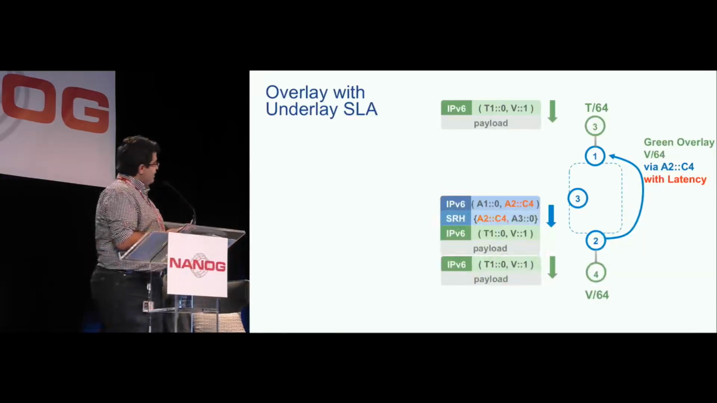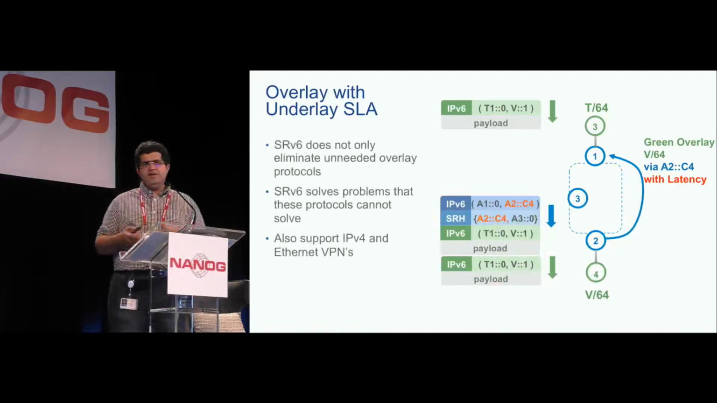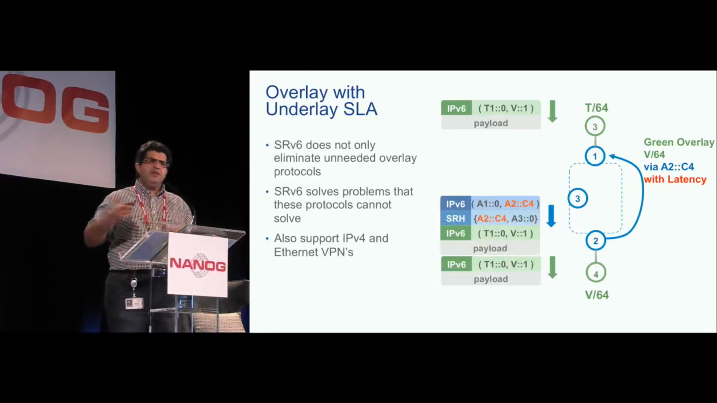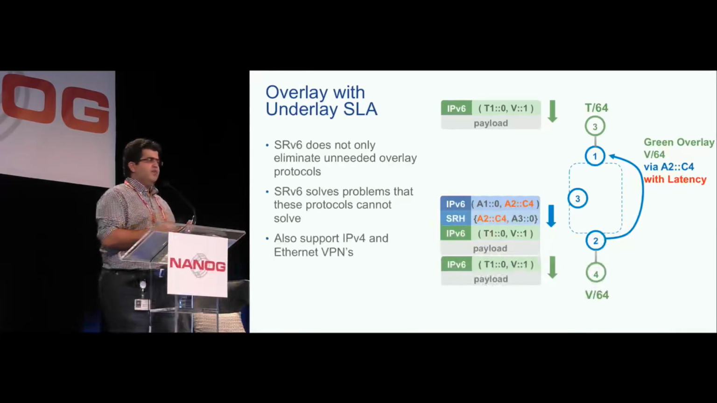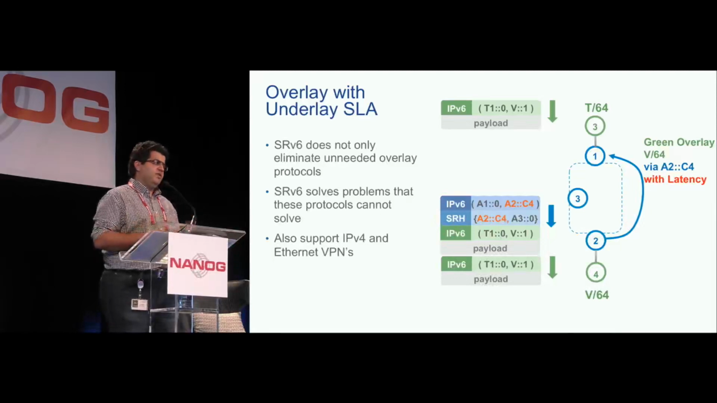In this particular case, what we have done is we have not only eliminated the need for any encapsulations, we have not only eliminated VXLAN, GRE, and a bunch of other convolutions. What we have done is we have solved a problem which these protocols cannot solve, which is traffic engineering. And I'm showcasing right now an example for IPv6, but this will work seamlessly for IPv4 as well, or even for global internet cases.